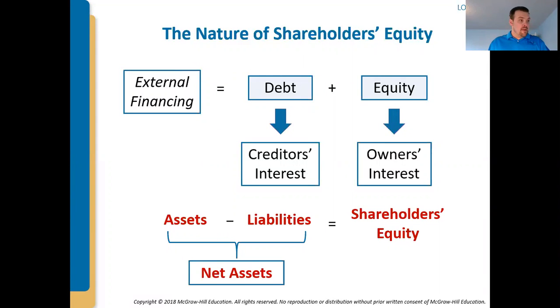So shareholders' equity is assets minus liabilities equals equity. Now that's not the way we usually show the accounting equation, but if you mathematically look at that, it's exactly the same equation. We just moved part of it from one side to the other. So the difference between my assets and my liabilities equals my shareholders' equity.